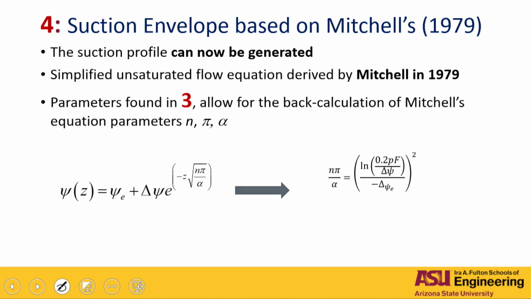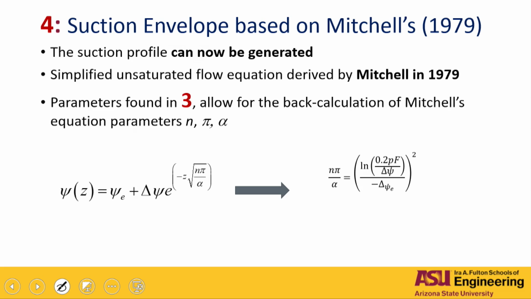All right, so we got these points: the delta sigma, the equilibrium suction, and the depth. Now we need the function, the function to go down. For that, they went to the literature and found Mitchell 1979, which has been used a lot by the Texas Department of Transportation.